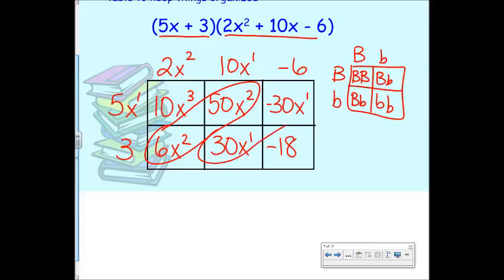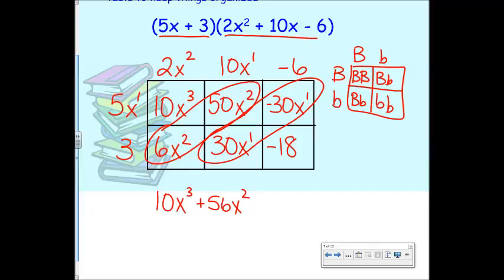So our first term is still 10x to the third. Our second term, we're going to combine the x squareds, which gives us what? 56x squared. And then here we're going to combine 30x and negative 30x. What happens there? That's gone. So do I write anything? No, it's gone. You could write plus 0. I wouldn't. Okay? And then last but not least, it would be negative 18.